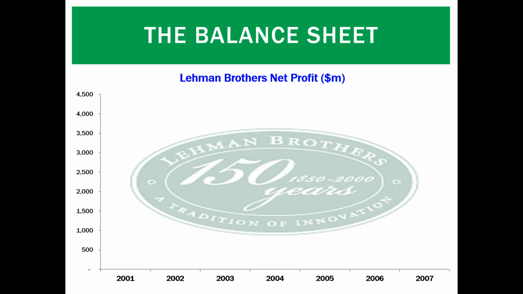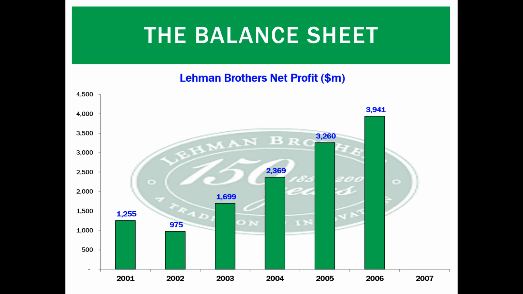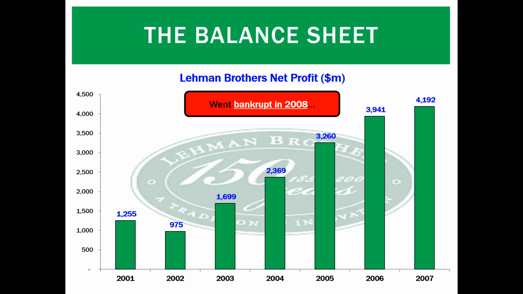So let's look at another big business called Lehman Brothers, one of the biggest investment banks in the world. Here's their net profit leading up to the year 2007. That's $4.2 billion. That is a big company. I can't give you the figure for 2008 because they went bankrupt. So again, profit doesn't mean I can actually pay my bills.